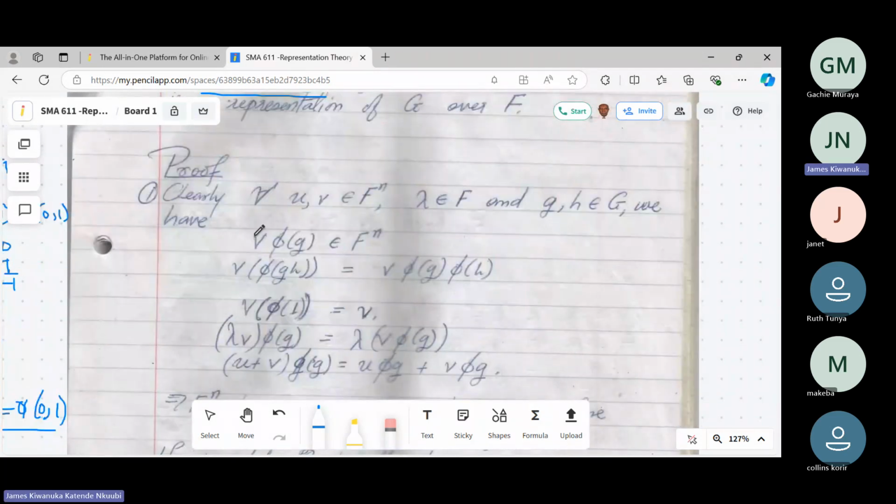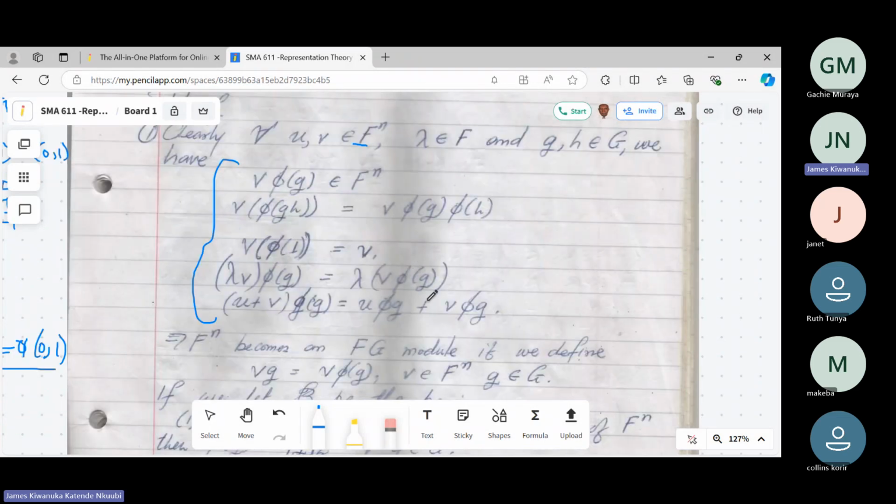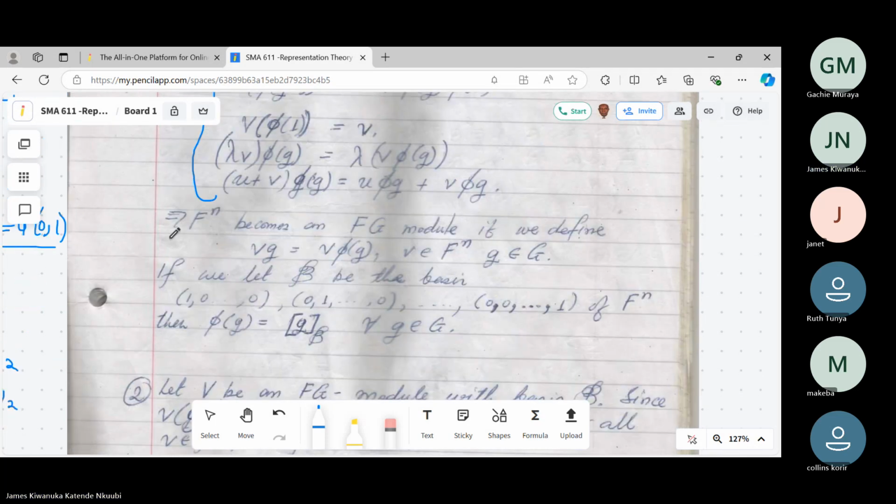So the first bit, there are two things to prove. The first is to show that this Fn with the multiplication given is an FG module. That is straightforward. There are these 5 properties that you need to check, which we saw in the definition. Already we had checked them before, before we defined an FG module. So now we're just writing them down. This is a multiplication that is given.